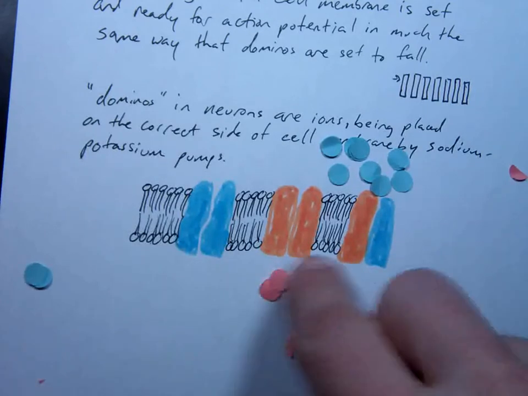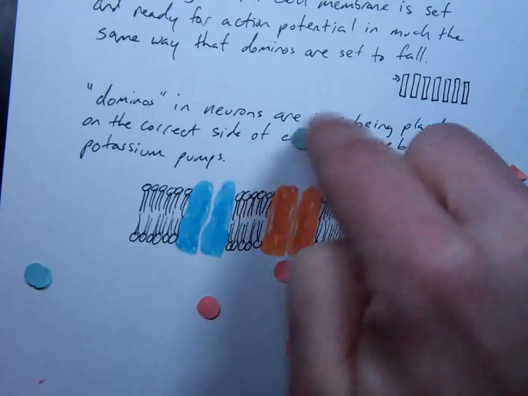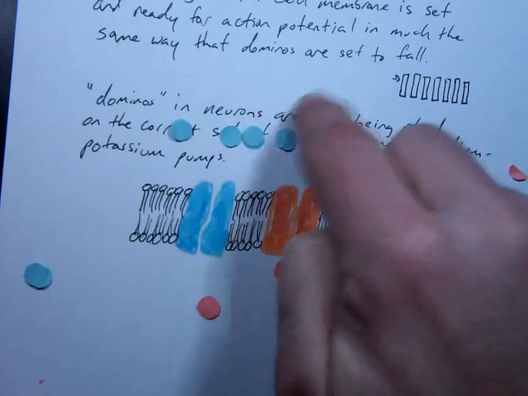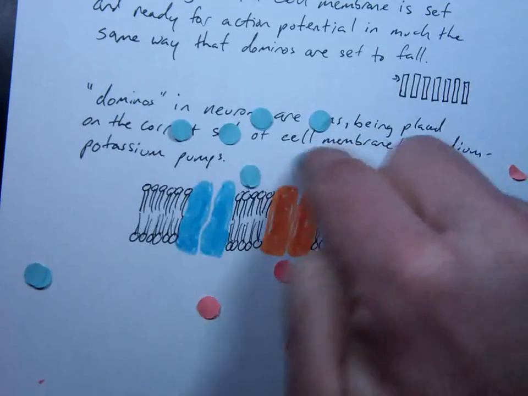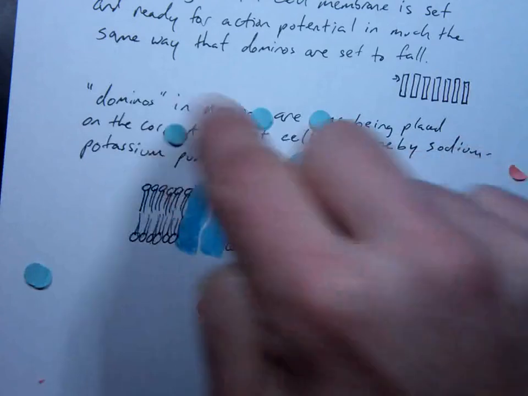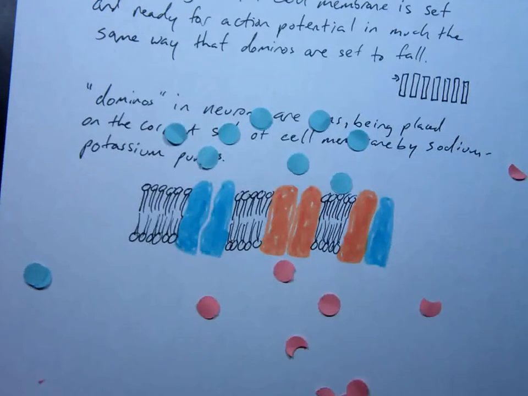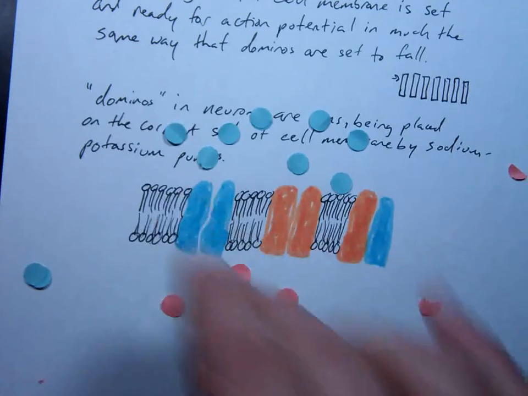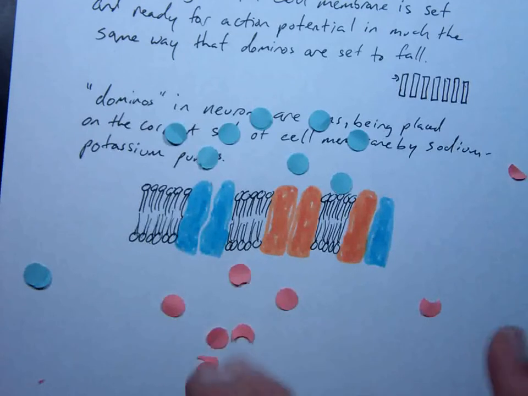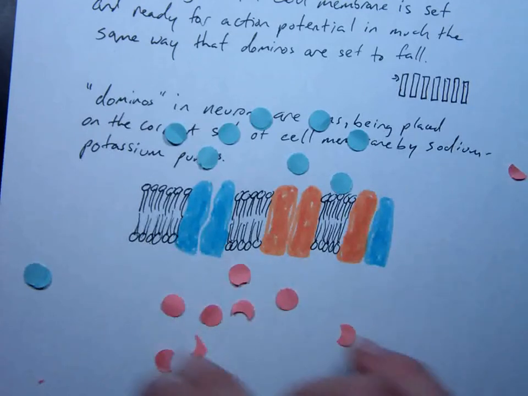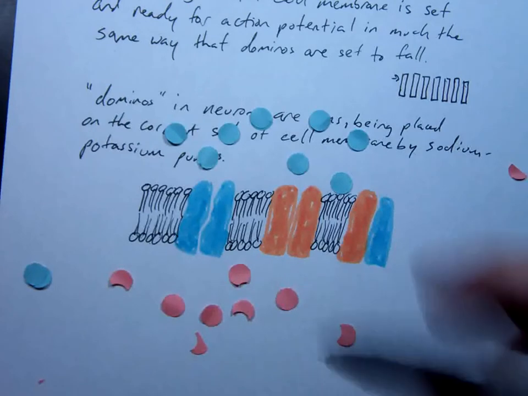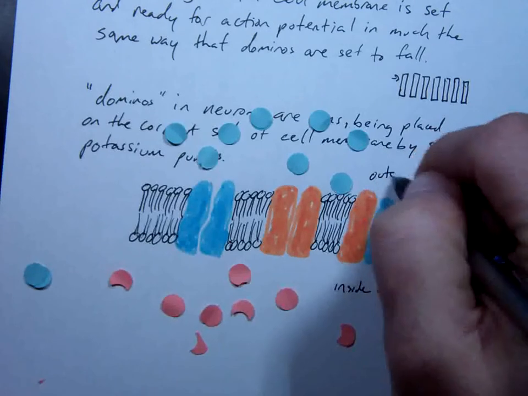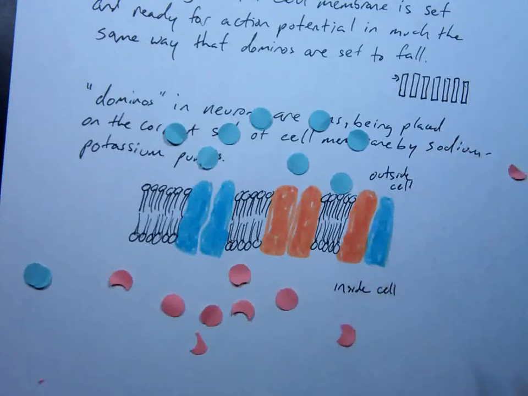Now, spread these guys out. Why? They would naturally do this. What force would spread them out? Diffusion would. Diffusion would keep these all spread out somewhat evenly. So you're going to have a relatively even distribution of sodium on one side and a relatively even distribution of potassium on the other side. And to be clear, this is inside cell, this is outside cell. Okay.